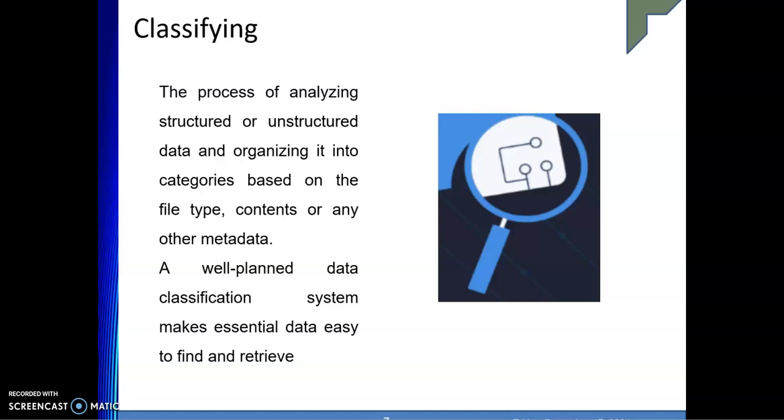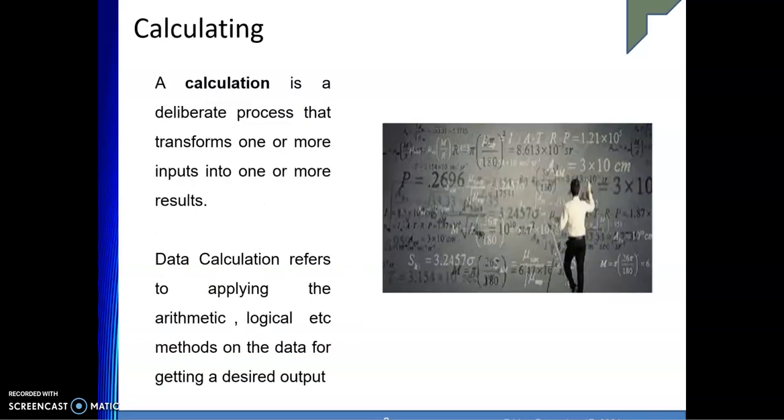Okay, so we are classifying into certain categories of the data. So it becomes easy. So, oh, I want this set of data, so I can easily go into that classified category and extract it. So classification plays a very important role in data processing, right?